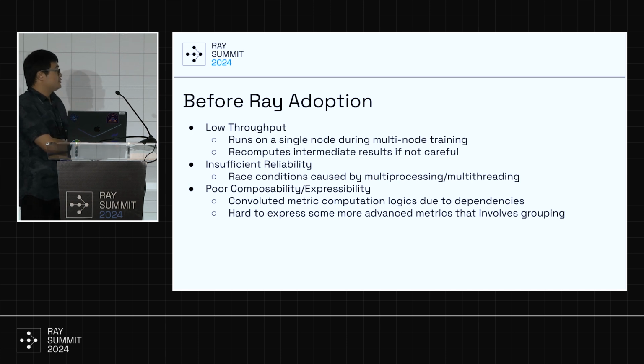Another issue is that composability is not that good, because you can imagine if you need to compute tons of metrics altogether, and also pay attention to the dependencies, you need to group them together. So you introduce a lot of code coupling. It's convoluted logic, which makes it really hard to add a new metric. Another issue is that when we use libraries like torch metrics, it's hard for us to express more advanced metrics that involve grouping logic.